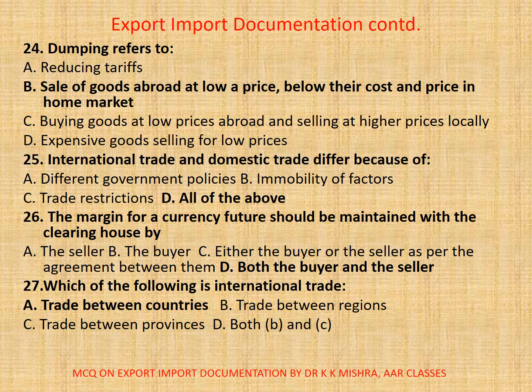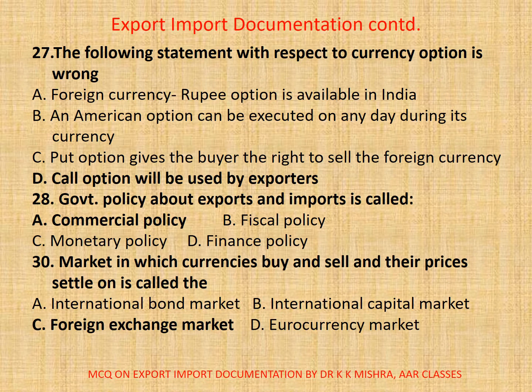25. International trade and domestic trade differ because of all the factors given here. So correct option is D. 26. The margin for a currency future should be maintained with the clearing house by both the buyer and the seller. 27. Which of the following is international trade? So trade between the countries. Here correct option is A.